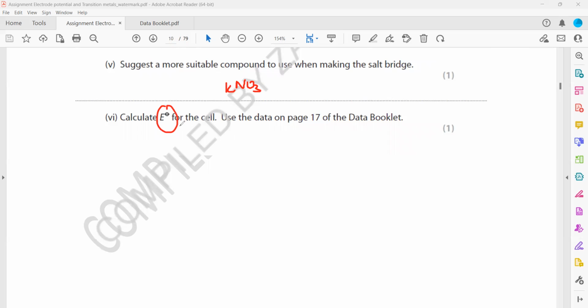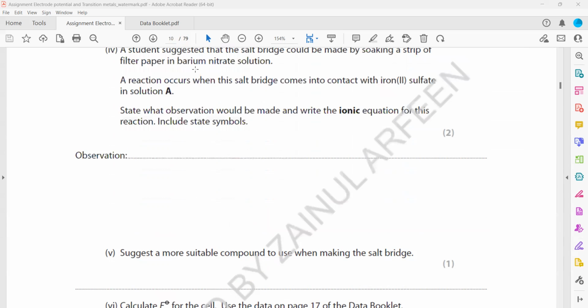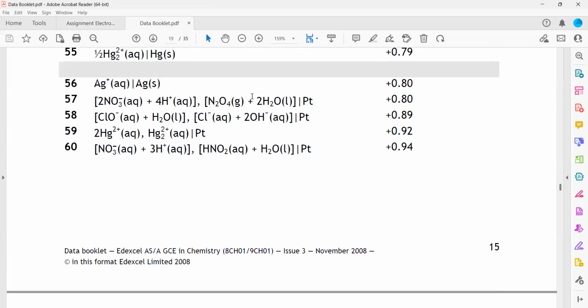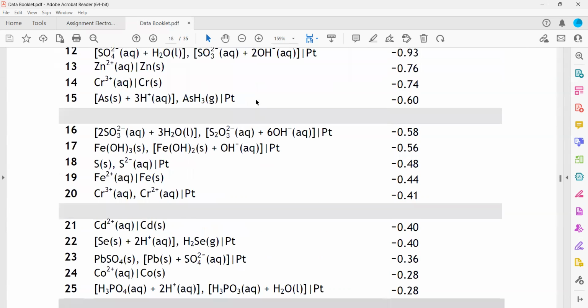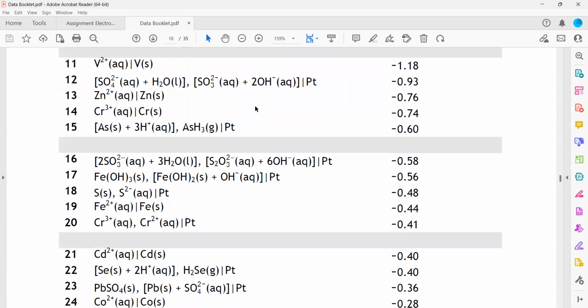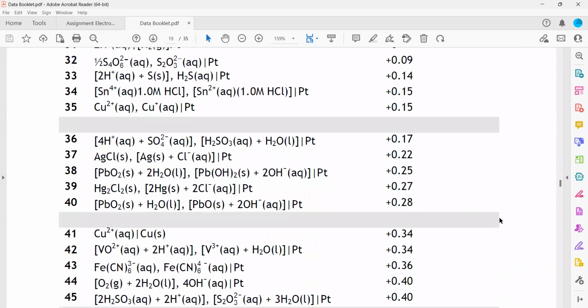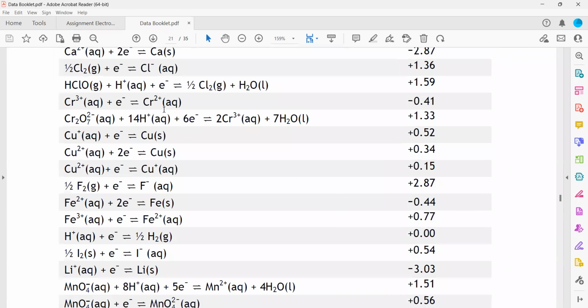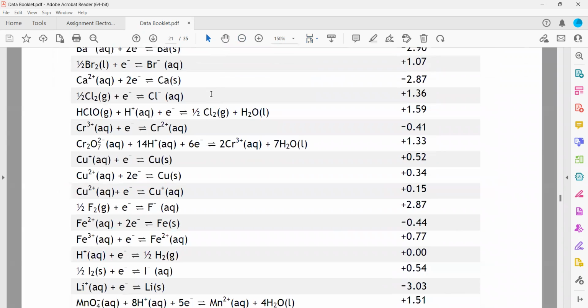We want to calculate the electrode potential of a cell and use the data on page 17. Our data booklet page 17 we will use. And what are the reagents for us? We want the electrode potential for iron 2 and iron 3, and we want Mn 4 to Mn 7. So data booklet page 17. Yeah, this one is 17. So we have iron 2 and iron 3. We'll find what is the electrode potential for that.